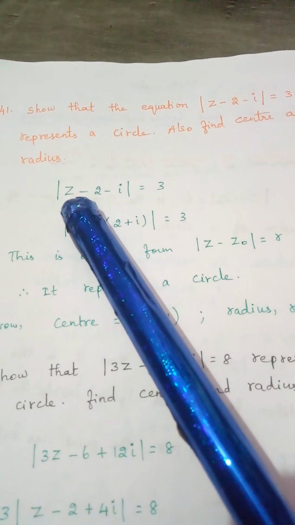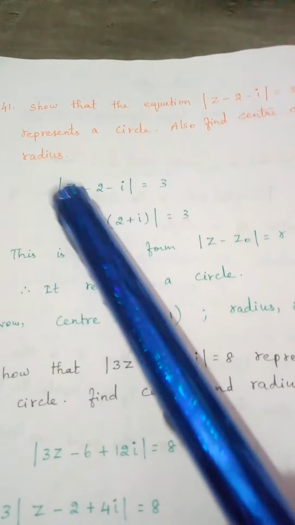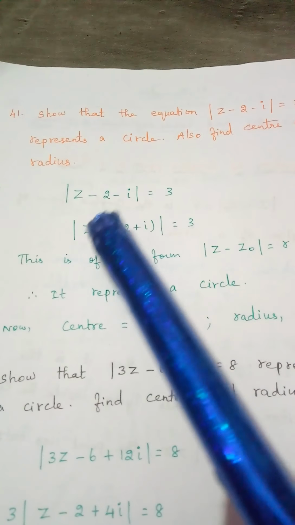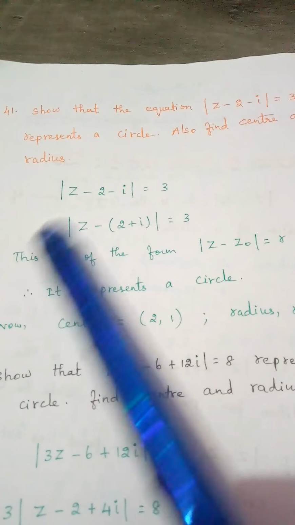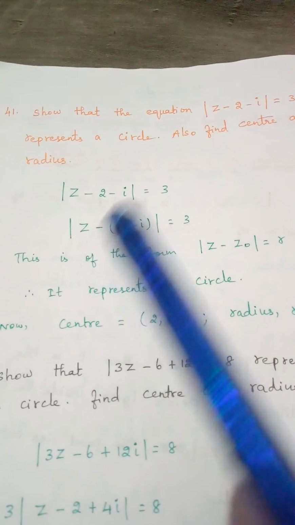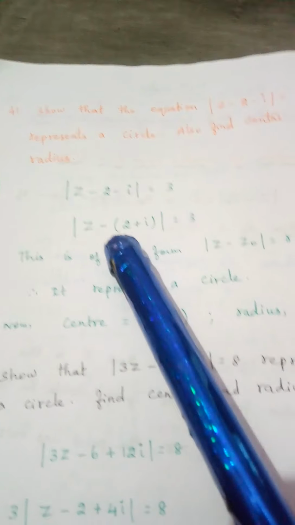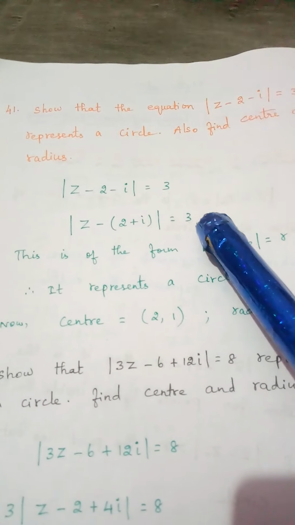Now I am clearly observing this. I have z, so I am happy that z is written here. But I want the minus sign outside, and two minus signs are present here. From these two, the minus sign is taken outside, so that this becomes 2 plus i. Minus is taken outside, this becomes 2 plus i equal to 3.